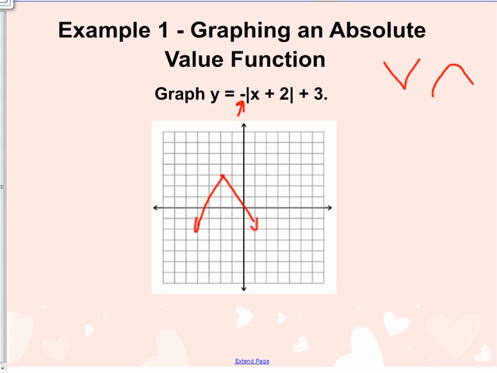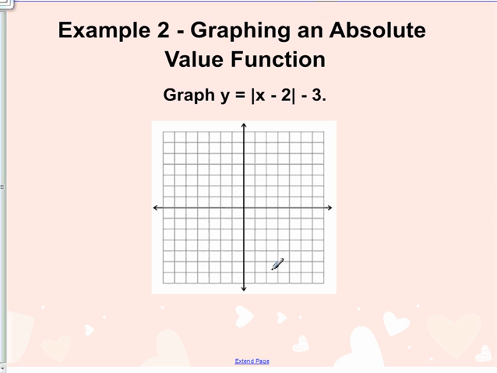So what I'd like you to do in your notes tonight is try this one. Graph this equation. We have y equals the negative absolute value of x minus 2, minus 3. Make sure you think about, is the V going to be this way or this way? And which way is it moving vertically and which way is it moving horizontally?